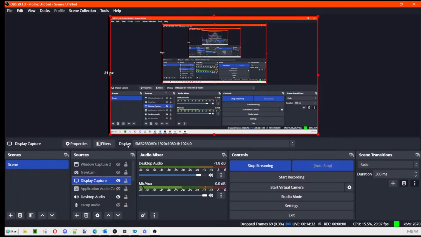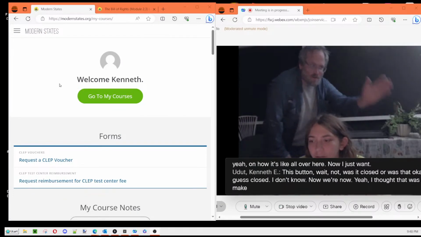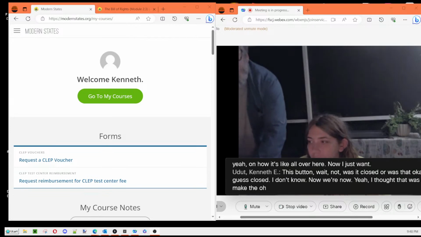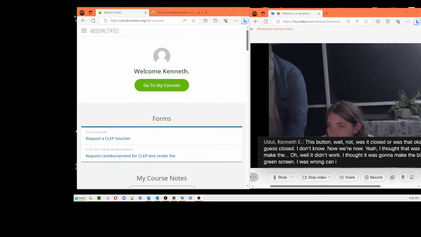Now where do we go? OBS over here. I thought that was going to make the black into a green screen, but it didn't work. Wait, can I change it? Yeah, you can change it. Whoa, I'm so tiny.